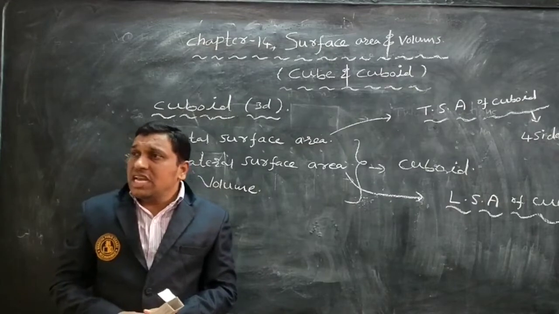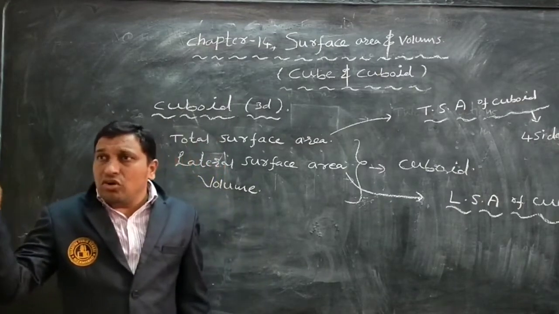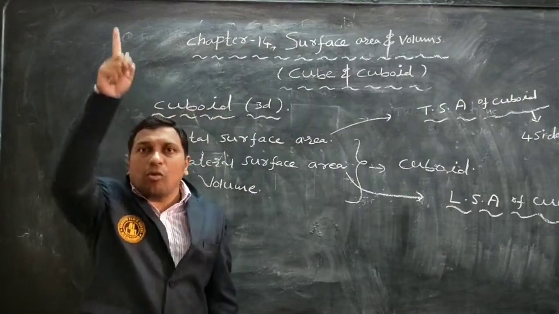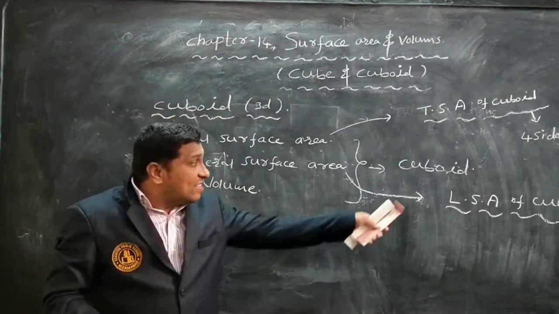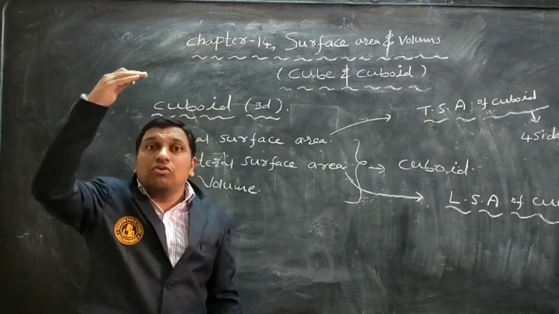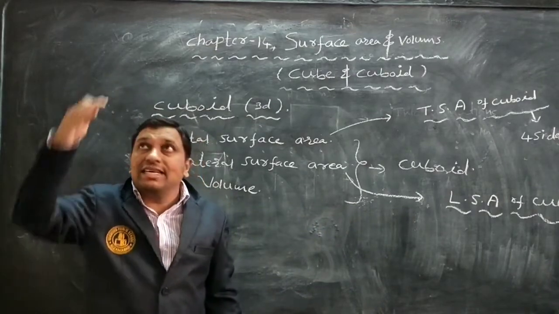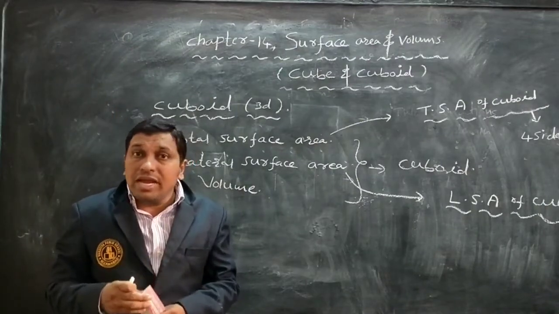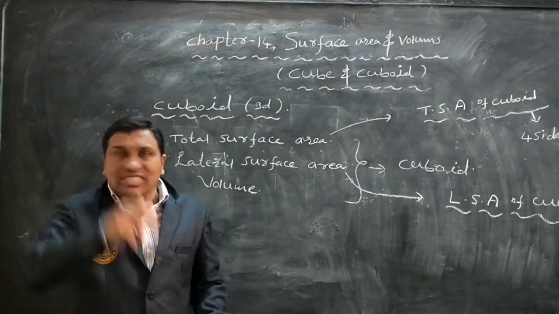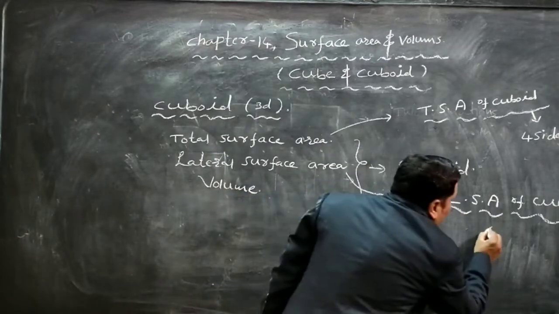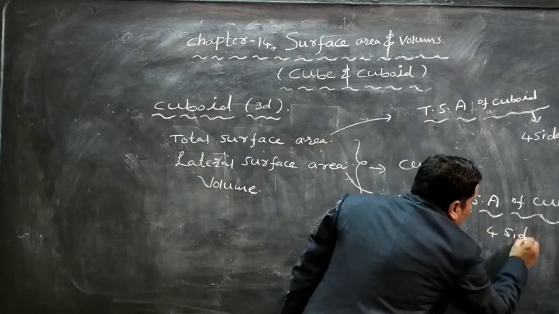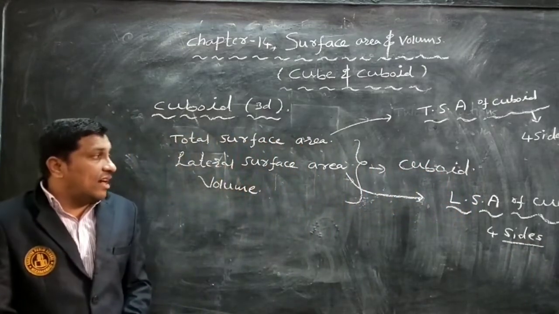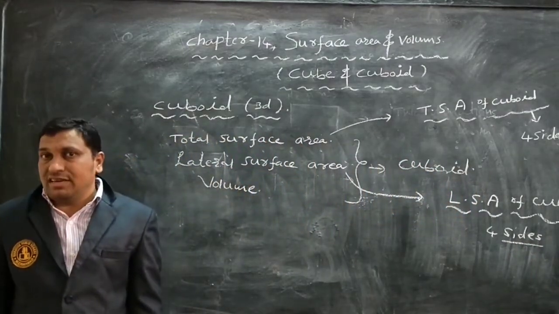For example, in our classroom, there are actually 4 sides and a top and bottom. First, second, third, fourth, including top and bottom. Lateral surface area means we do not calculate the top and bottom. Understand? We remove the top and bottom. How many sides remain? Only 4 sides. That is called the lateral surface area.